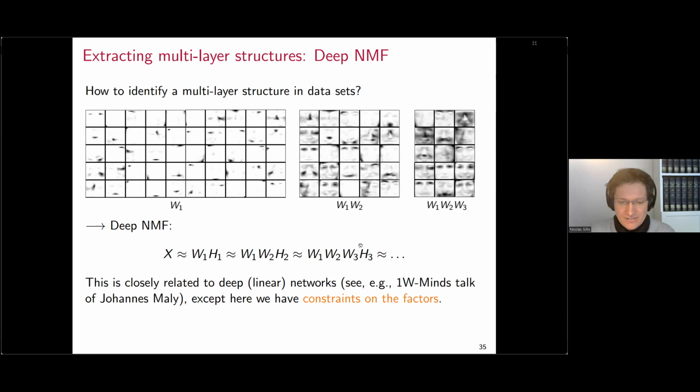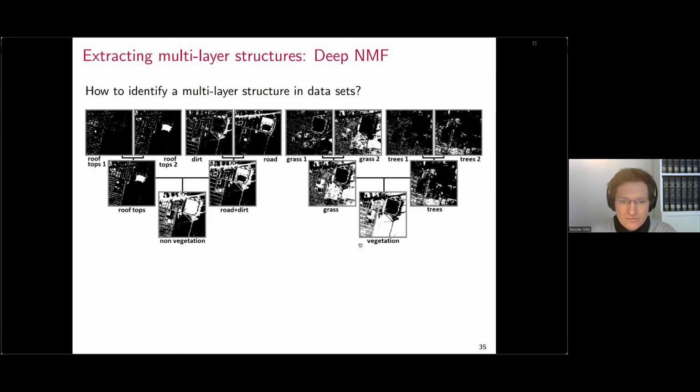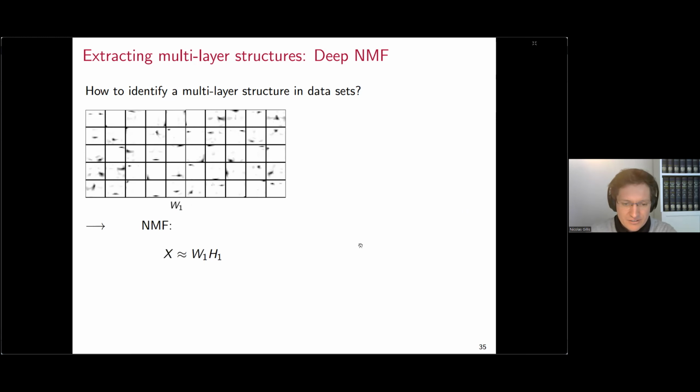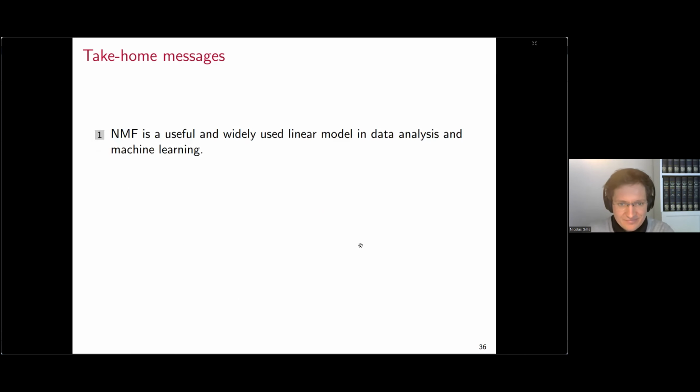So in some applications, it really makes sense to have this model. For example, in hyperspectral mixing, we can really extract layers of materials using this model. But this is quite recent. It was introduced 4 or 5 years ago. Most people have used it in applications, and there are not so many results regarding identifiability, computations, applications. So my goal is to go in this direction in the next few years.